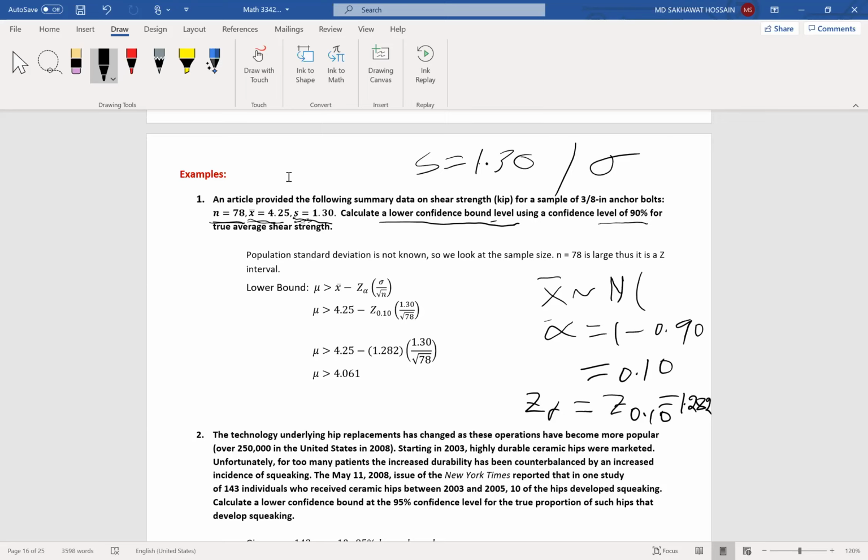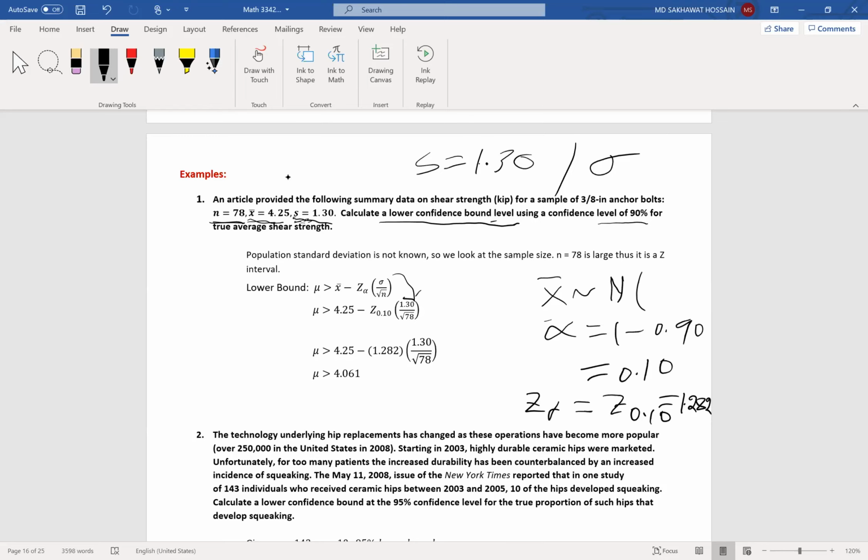Okay, sigma is not known. We do not know sigma. We can use the estimate of sigma, and the estimate of sigma is S. The value of S is 1.30. So that's why we are using 1.30 for sigma, though we do not know sigma.